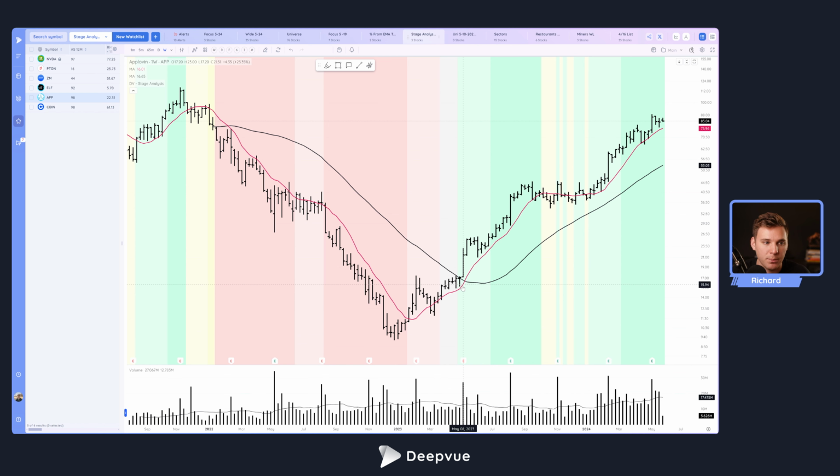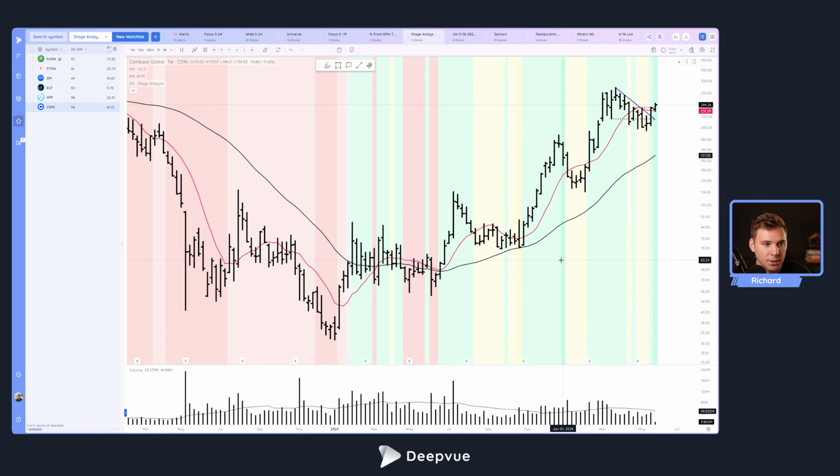You could also add the component that volume on that week has to be above 200%, however you would like to do it. But you can see it broke through this line of resistance and started that stage two, formed another base here, rebroke out. This is a continuation buy point, and the ideal buy point for traders per Stan Weinstein's methodology.